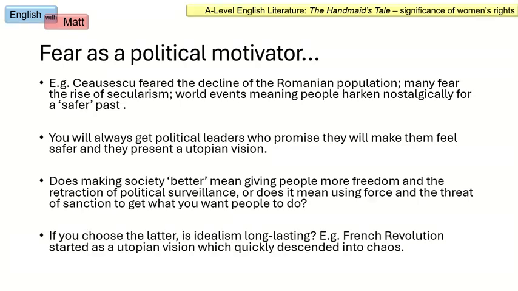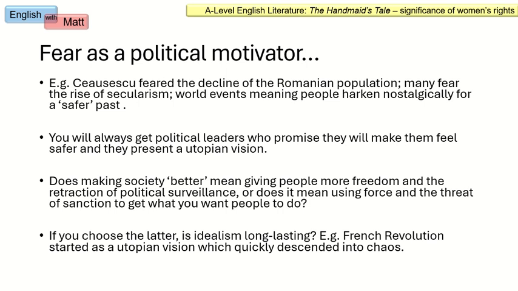So fear, as I've already said, is quite a key political motivator. Ceausescu, for example, feared the decline of the Romanian population. Many fear the rise of secularism. And there have been many world events which have made people fearful. 9/11, for example. And what they do is they hark back to a safer time, which might be rooted in nostalgia. However, you don't necessarily want all of the laws that were around then, because they might have not been as equal.